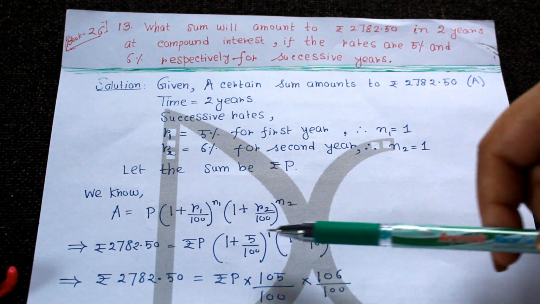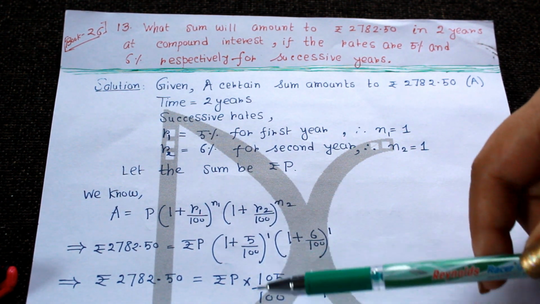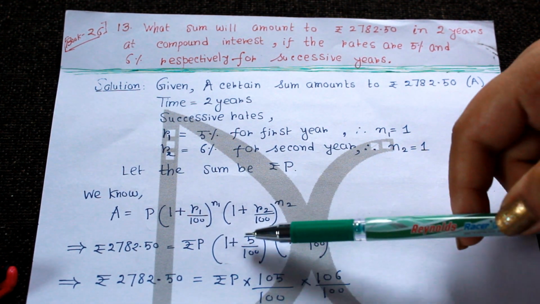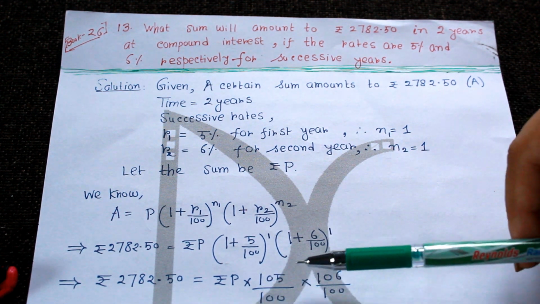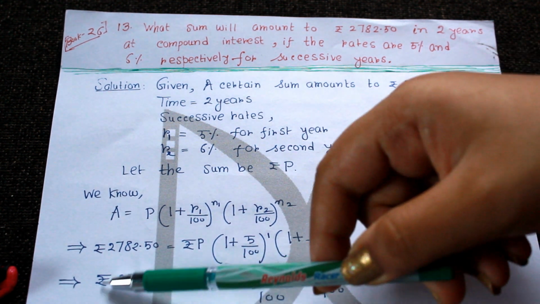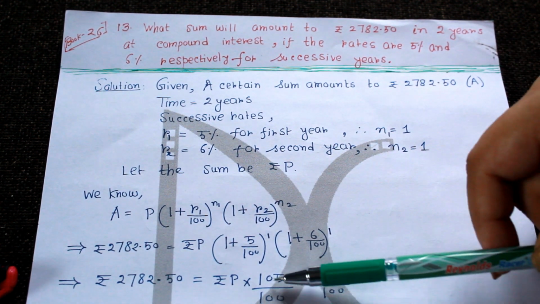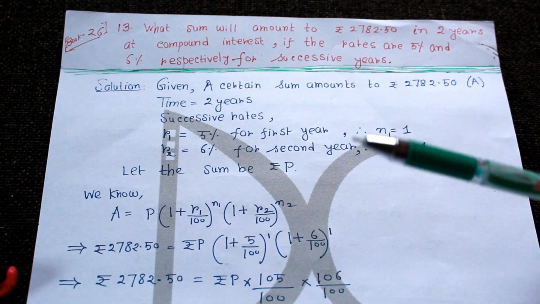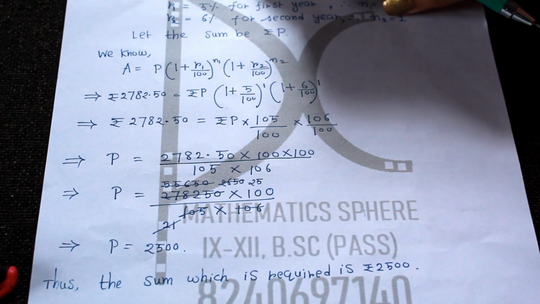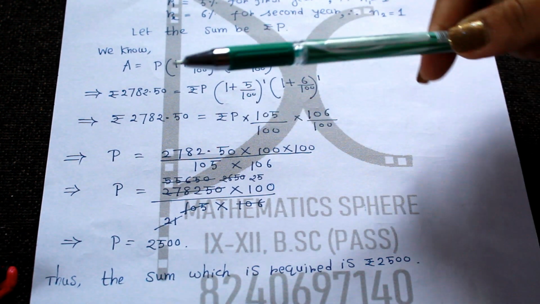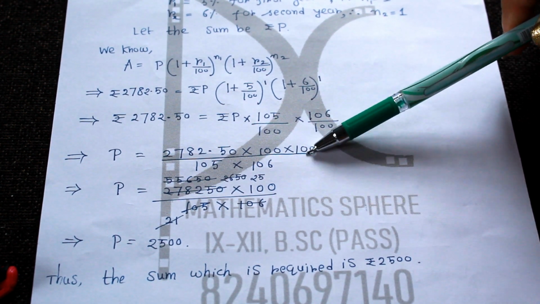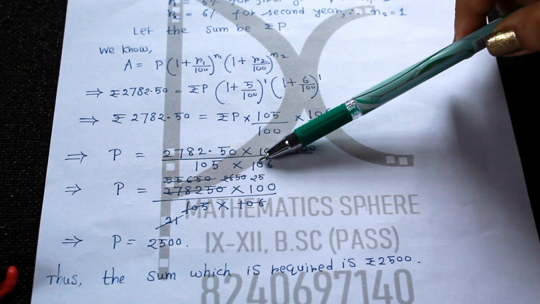From here I am just taking the LCM of these two, so 105 by 100 and 106 by 100. They had the power 1 on each one, so this came out of the powers. To the power 1 means only this one thing. Now the rupees will get cancelled. We just have to shift these things to that side and find out P. That's all. So P will become 2782.50 into 100 into 100, because hundreds were there in the denominator, divided by 105 into 106.